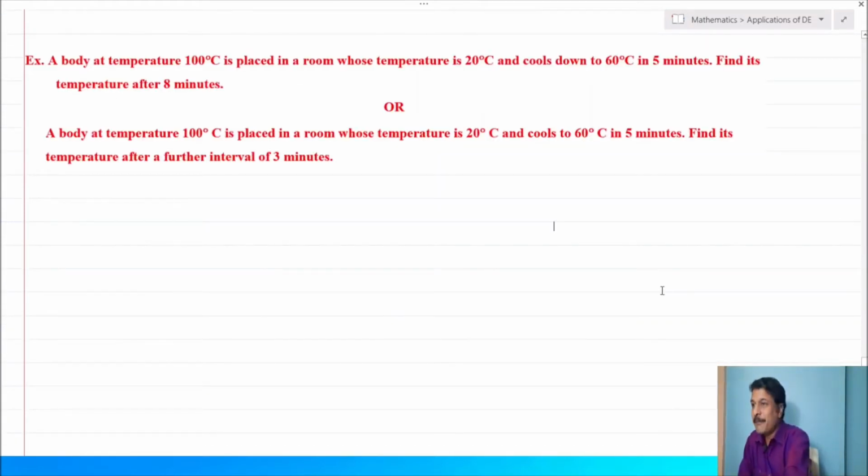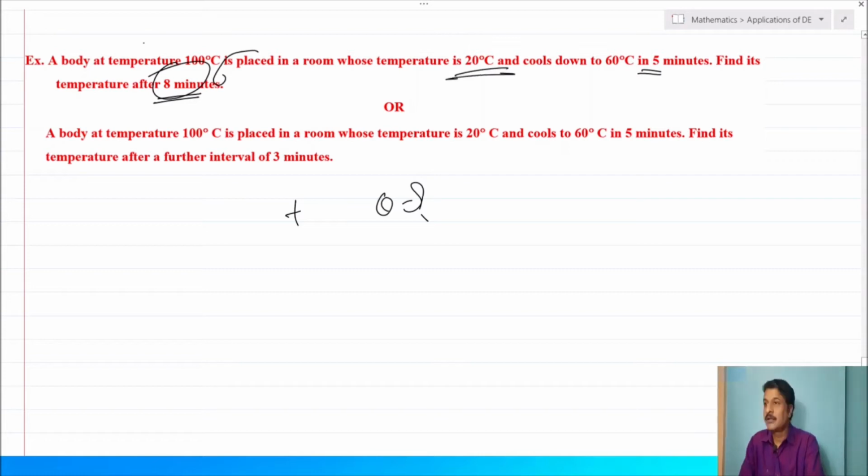Now the next example: a body at temperature 100 degrees Celsius is placed in a room whose temperature is 20 degrees Celsius and cools down to 60 degrees Celsius in 5 minutes. Find its temperature after 8 minutes. It means that now time is given, and we want to find theta. That is, after 8 minutes, what is the temperature of that body that we want to find here.